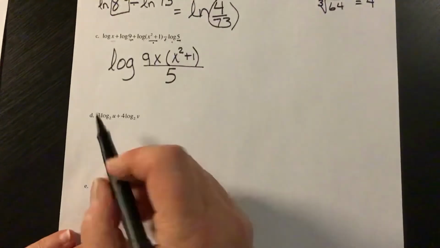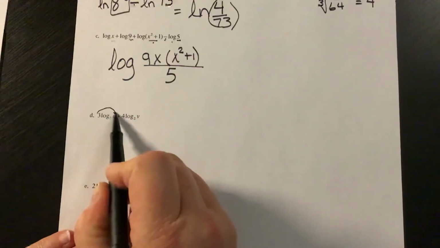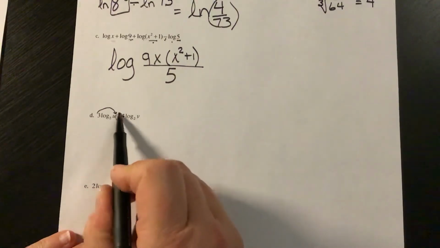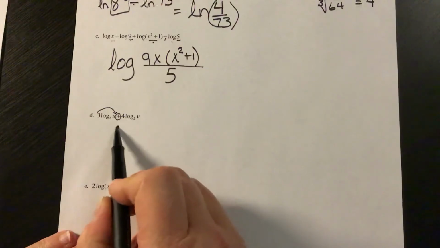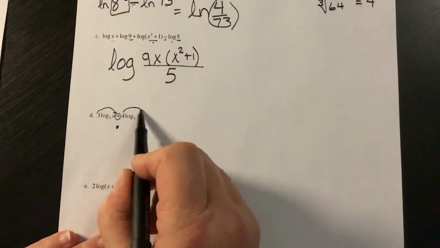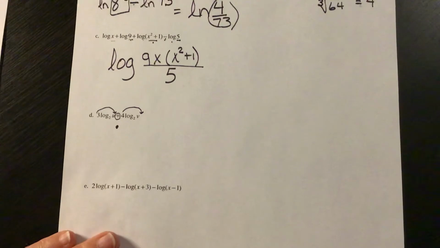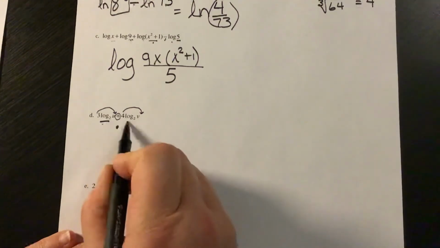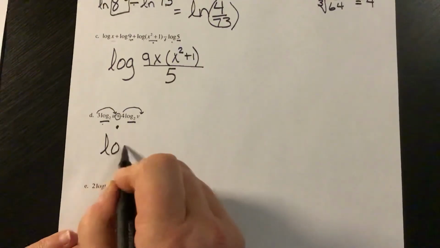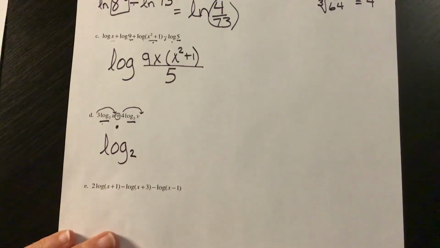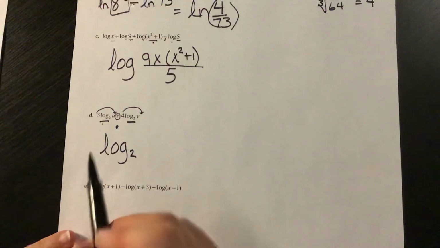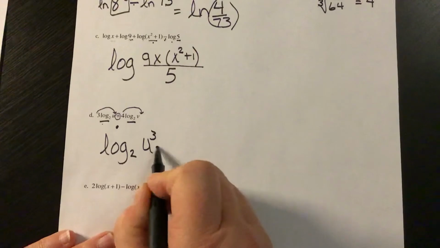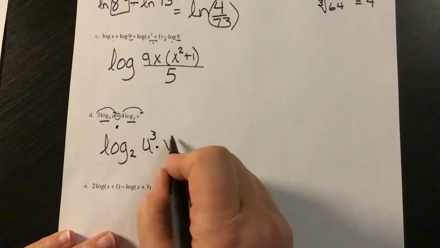Part D, I'm going to take the 3, make it an exponent for the u. Okay, I notice I have a plus here, so I'm going to multiply, and I'm going to also make that 4 an exponent for the v. So both of these are log base 2. So I'm going to write my log base 2 one time as a single log, and I'm going to have u to the 3rd power times v to the 4th power.